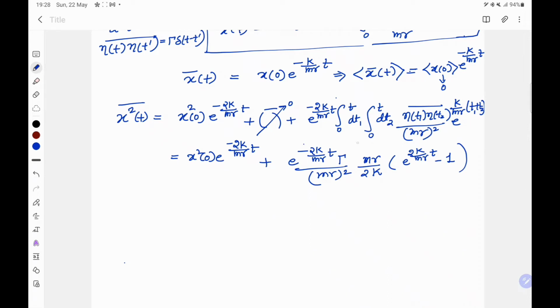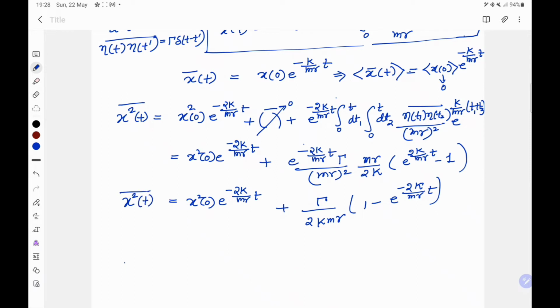So just put it inside, then it will have x0 square e to the power minus 2 kappa over m gamma t plus gamma over m small gamma 2 kappa, 1 minus e to the power minus 2 kappa over m gamma t. So this is the average over all realizations.